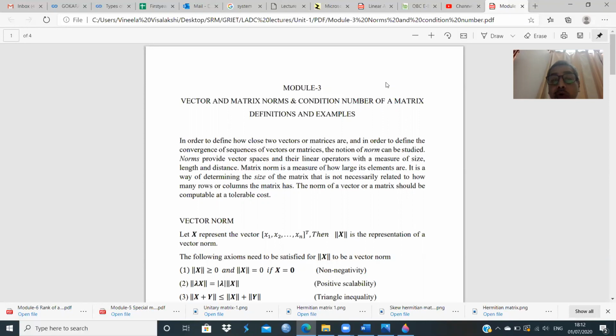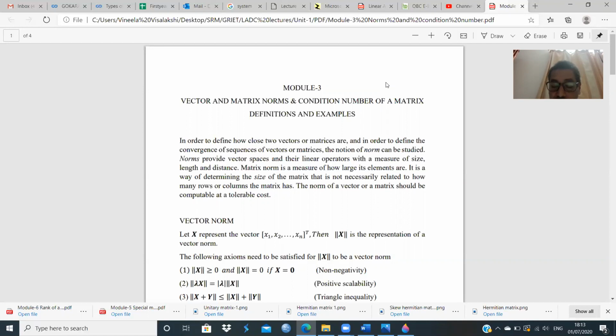In order to define how close two vectors or matrices are, and in order to define the convergence of a sequence of vectors or matrices, the idea of norm can be studied. So norms provide vector spaces and their linear operators with a measure of size, length, and distance. Matrix norm is a measure of how large its elements are. It is a way of determining the size of the matrix that is not necessarily related to how many rows or columns the matrix has. The norm of a vector or a matrix should be computable without investing too much cost.